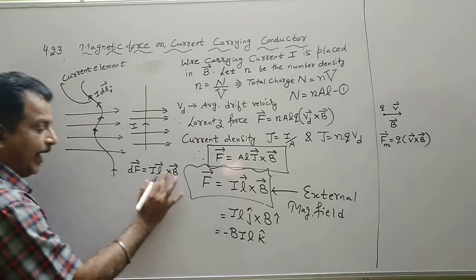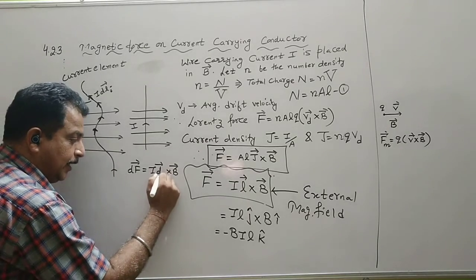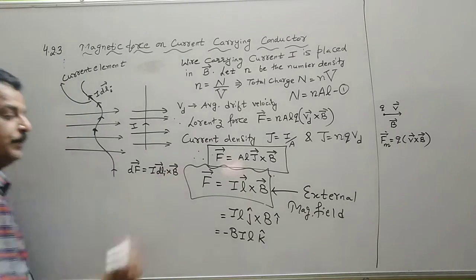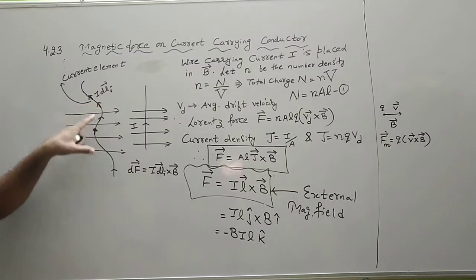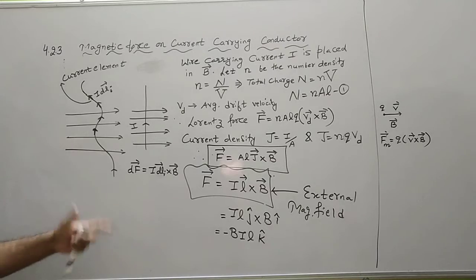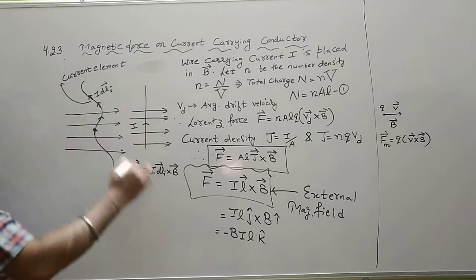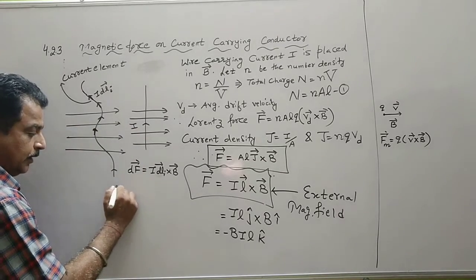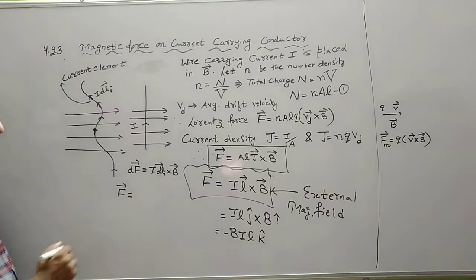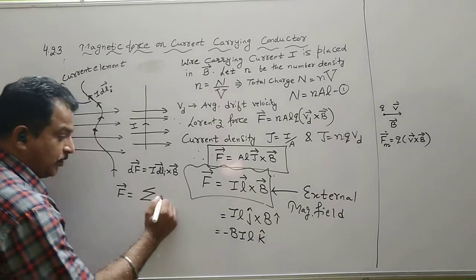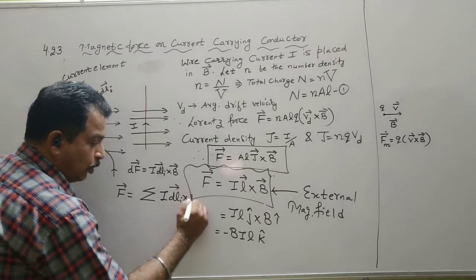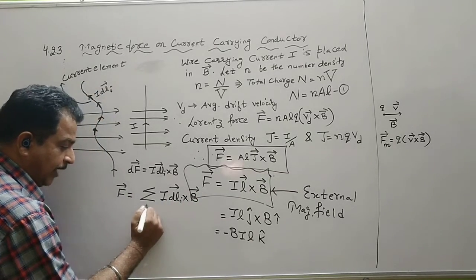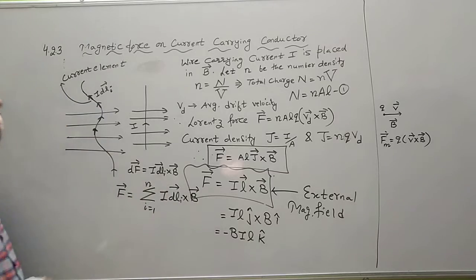So instead of L, we write it dL_i. That is the ith element. So first current element, second, third, there are infinite elements. Now if there are infinite line elements, this equation can be written as the summation of I dL_i cross B, where i is running from 1 to n.